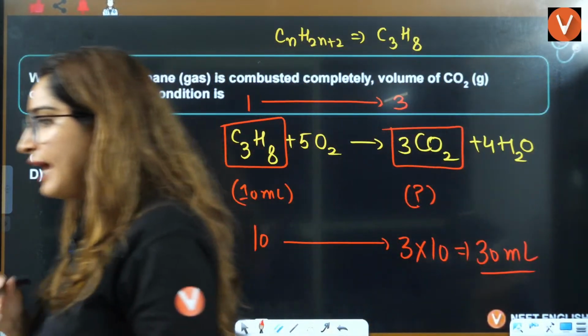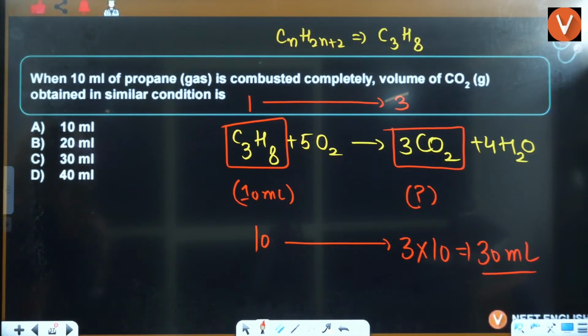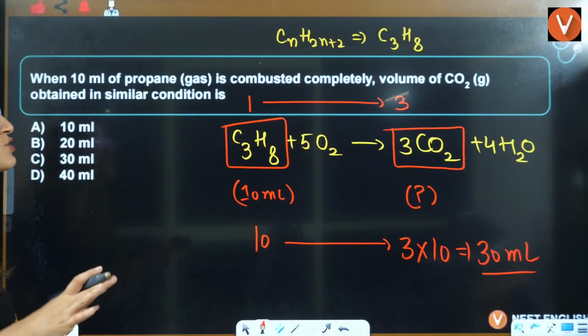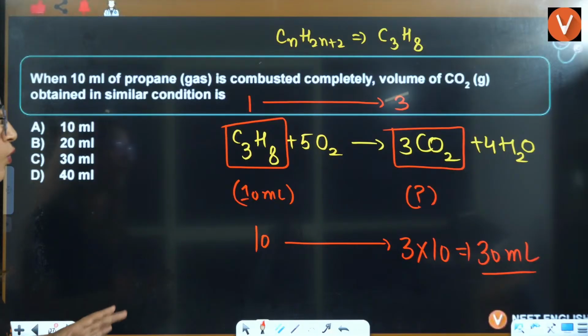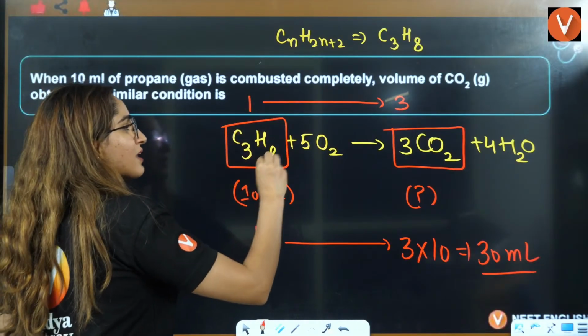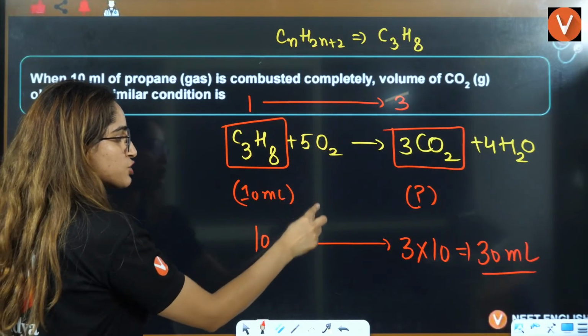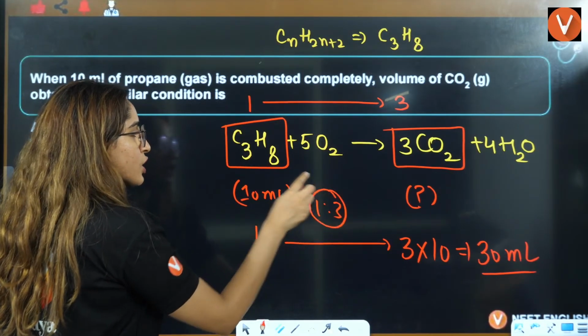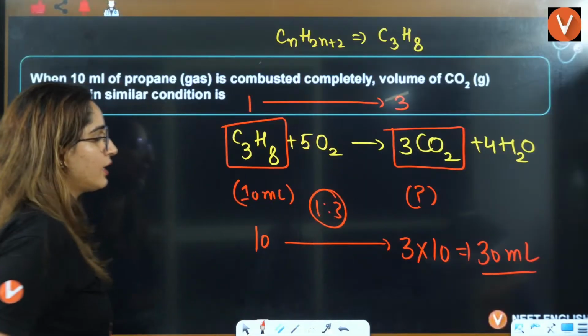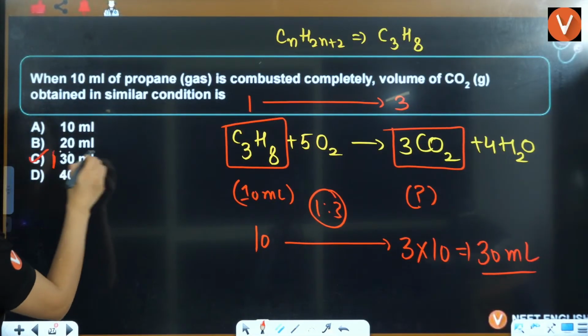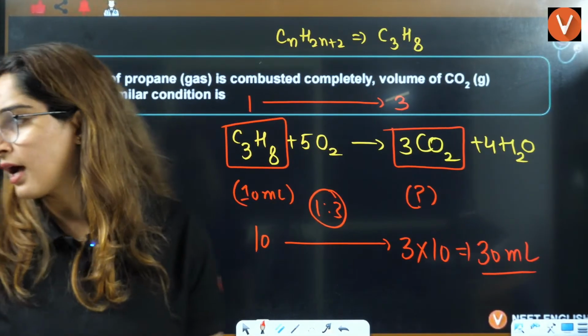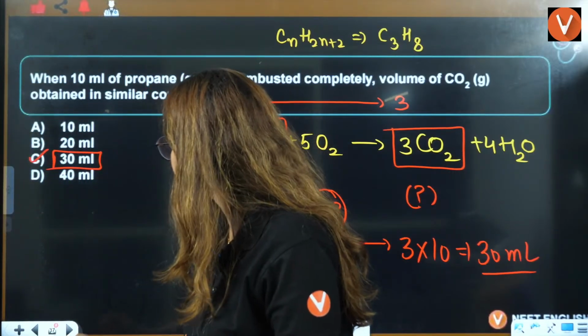What is Gay-Lussac's law? Gay-Lussac's law says that the ratio is going to be the simple whole number ratio. So if this is 1, this is giving you 3, that is a simple whole number ratio. So the ratio is 1 to 3. If this is 10, this will be 30. So C is the correct answer here.